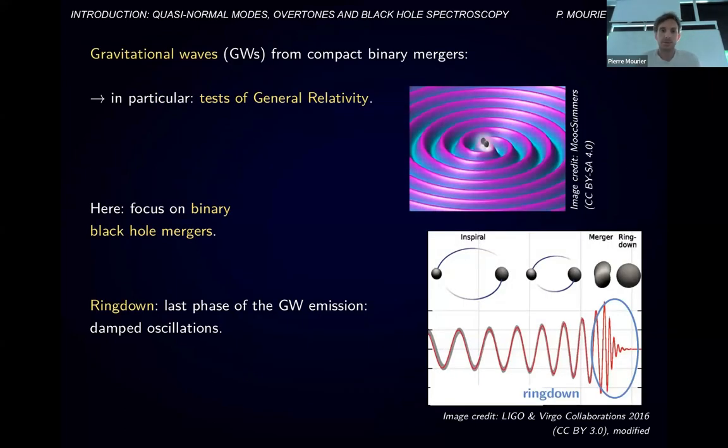As we all know, we are now in an era where we routinely observe gravitational waves from compact binary mergers, with a majority from binary black hole mergers. There are multiple applications, ranging from constraints on cosmology or stellar astrophysics to what we are interested in here in this session, that is tests of gravity and general relativity. Here I will be talking specifically about the use of the ringdown, which is the last phase of gravitational emission, the damped oscillations, for these tests of gravity.